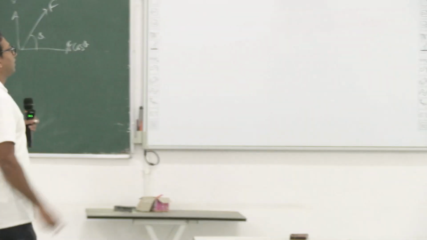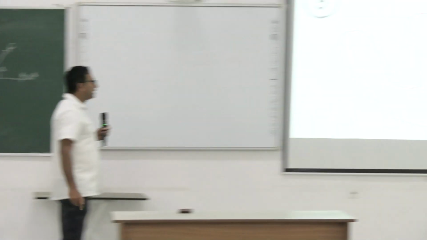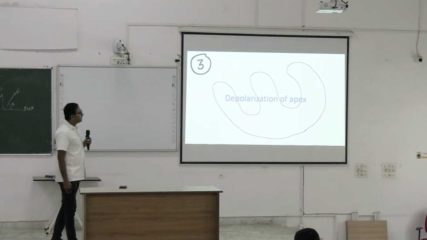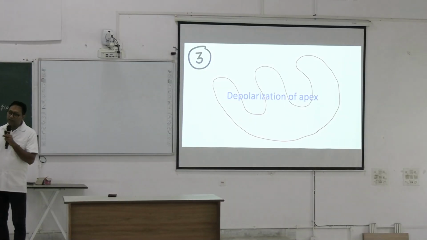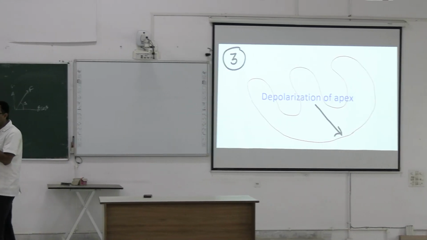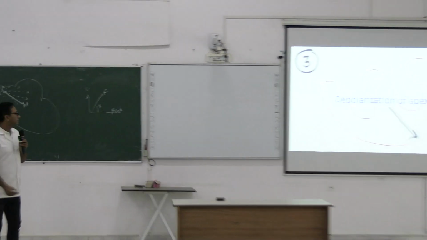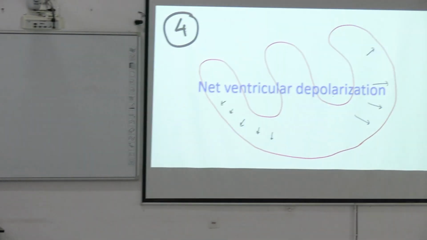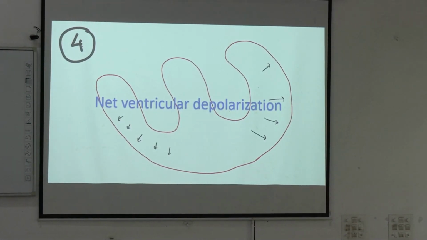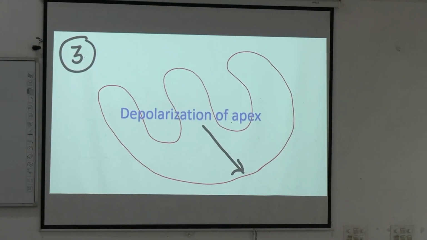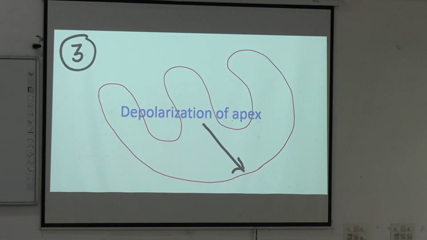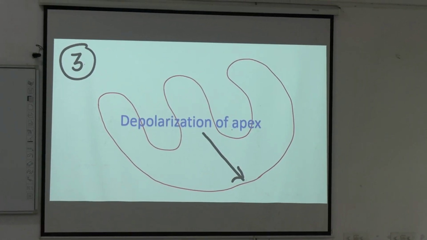Second vector. Third vector, depolarization of the cardiac apex. You see the direction of the vector. So depolarization of the cardiac apex. The apex of the heart is depolarized by the apical vector.